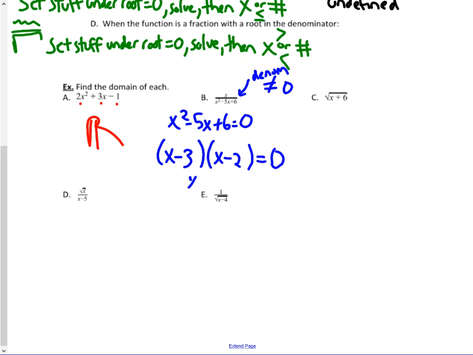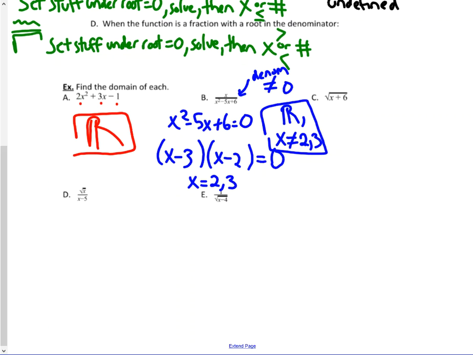Ultimately, 2 and 3 would make this expression equal to 0. So, for our domain of this entire expression, it's going to be all real numbers except x cannot equal 2 and 3. You can write the word except out if you want to write it out. A comma would also do just fine.